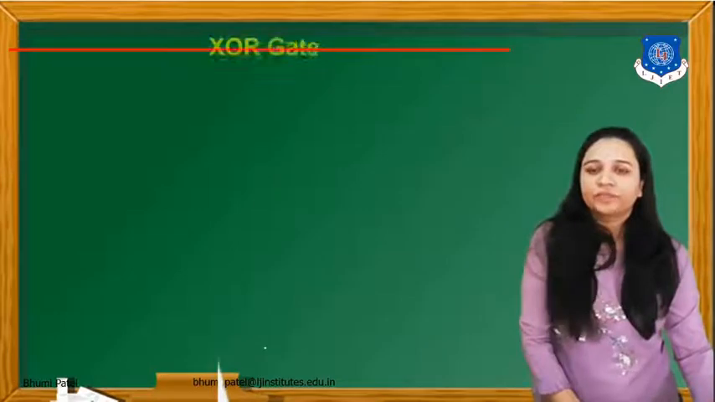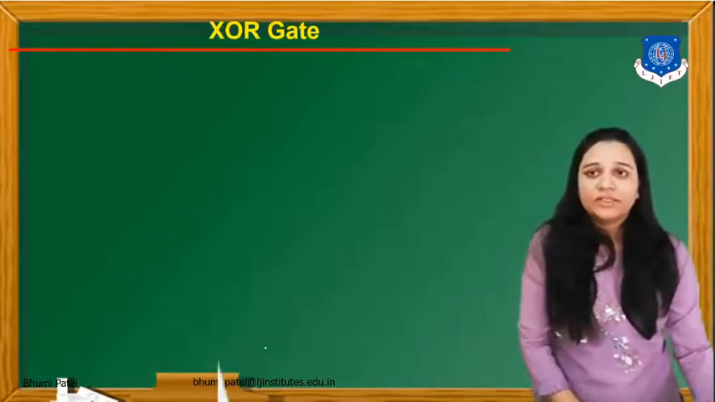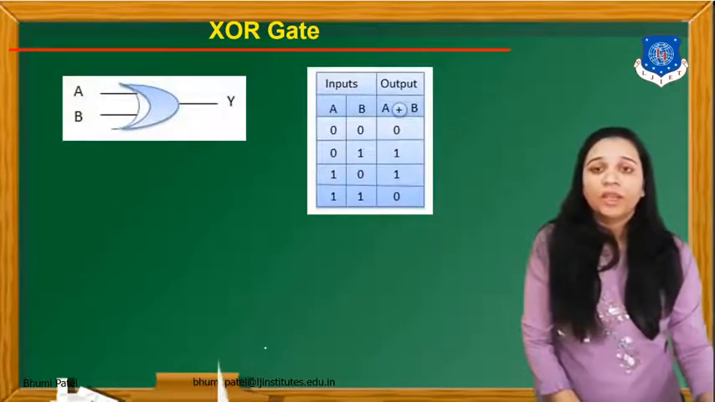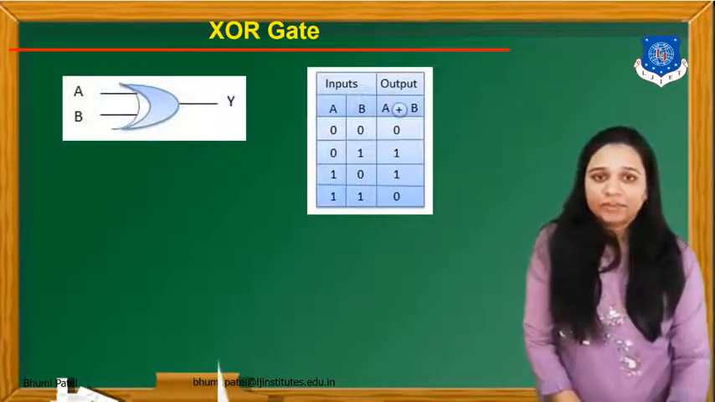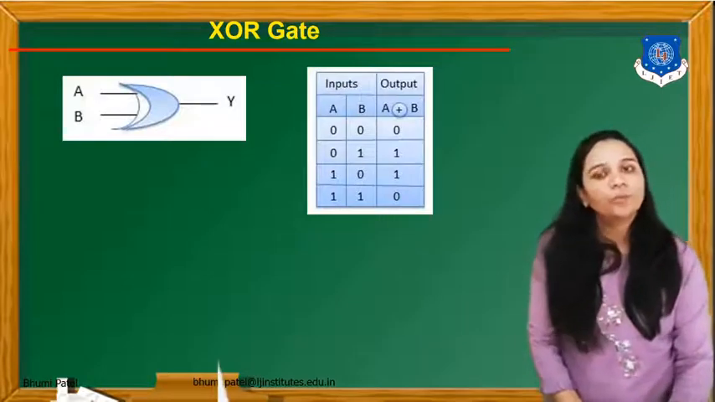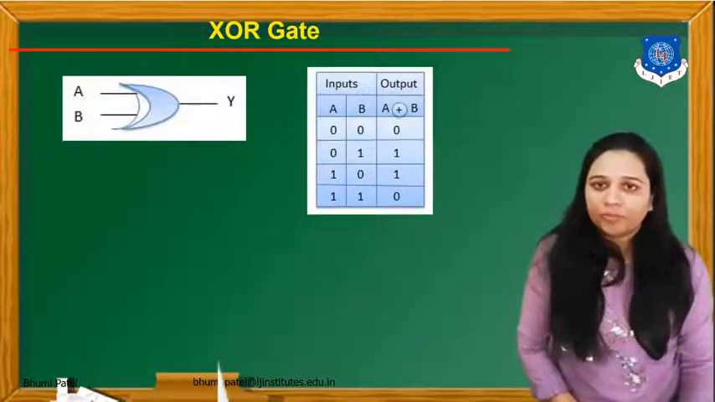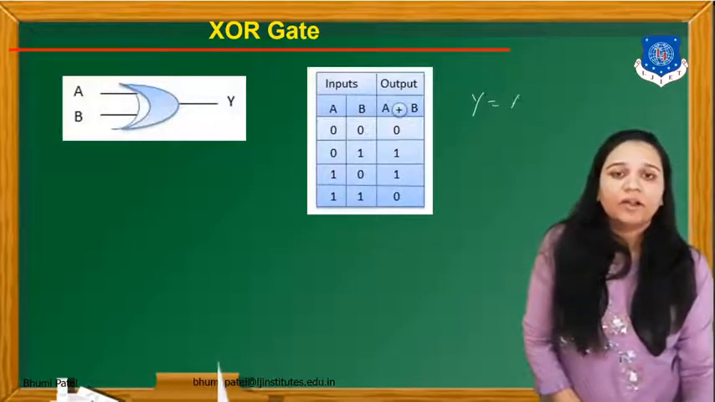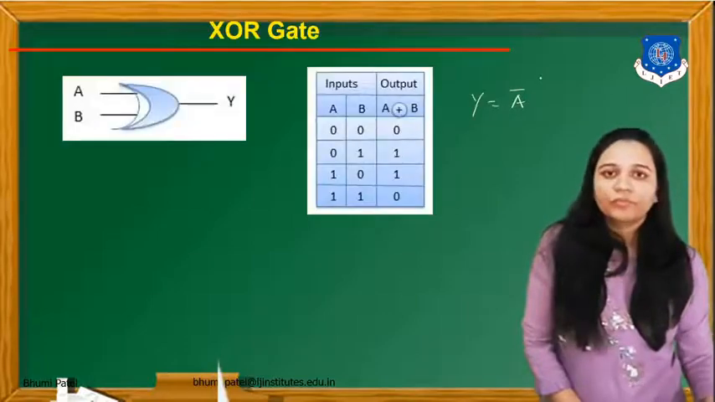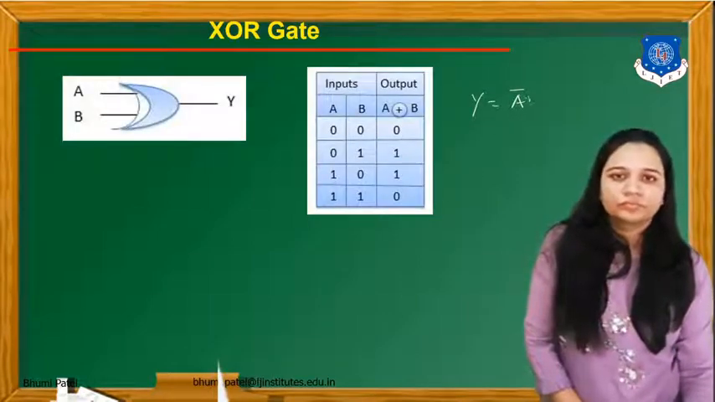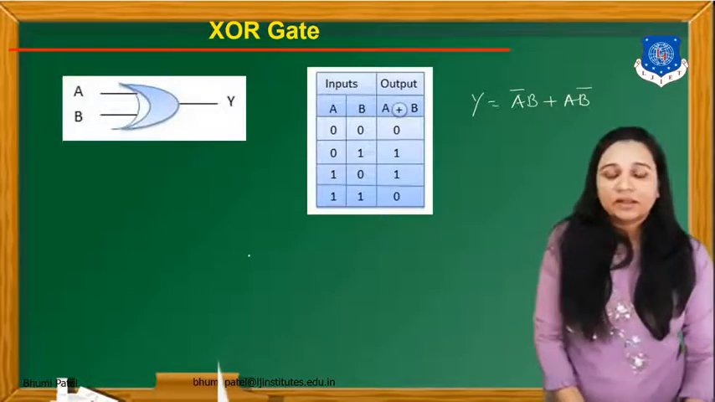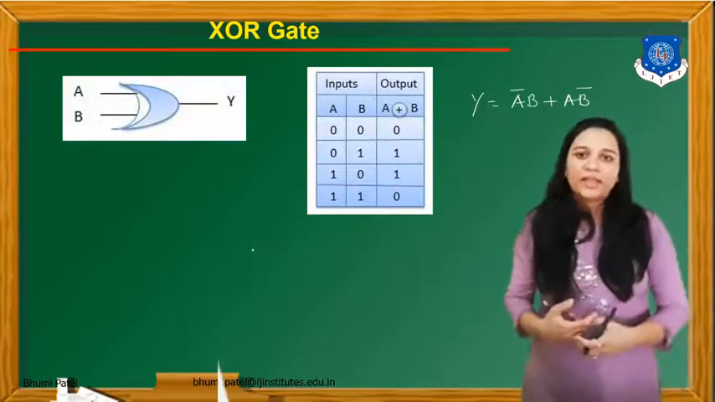One is the XOR gate. What is the XOR gate? This is the combination of these. A and B are my input signals and Y is my output signal, and this is the truth table of the XOR gate. Now what is the equation of the XOR gate? Y is equal to A bar B plus A B bar. This is the equation of the XOR gate.